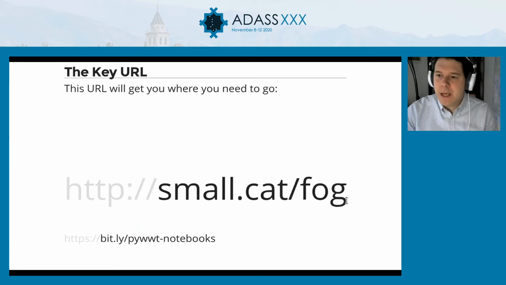These are just running in a VM somewhere, and you can come back to them whenever, except this URL shortener that I've used here. The reason it's easy to pronounce is because it's temporary. So if you come back in a few days, small.cat/fog might take you somewhere else, somewhere you don't want to go. A permanent link that will launch these cloud-based notebooks is the one down here, bit.ly/pywwt-notebooks. That one will always work. This small.cat/fog one is temporary.